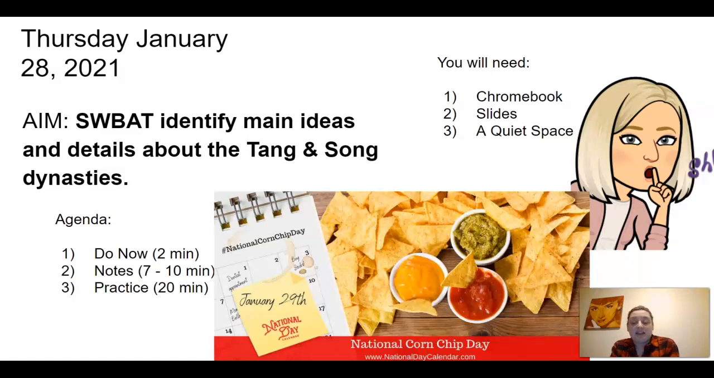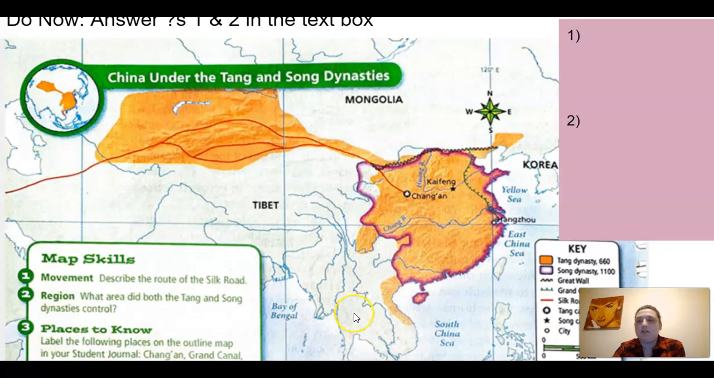All right, so today is National Corn Chip Day. So if you like chips and salsa, today is your day.